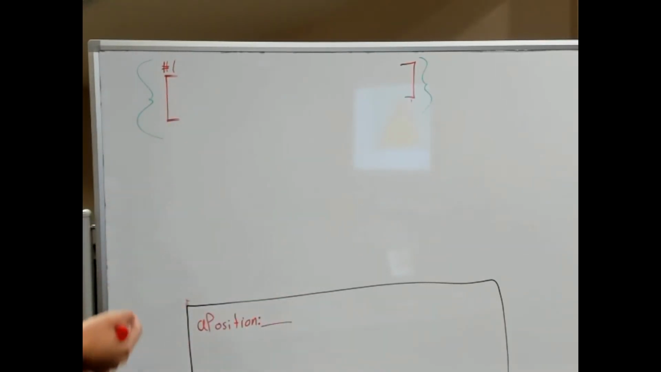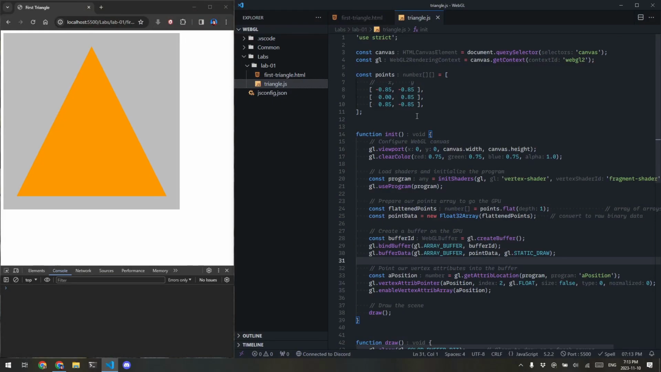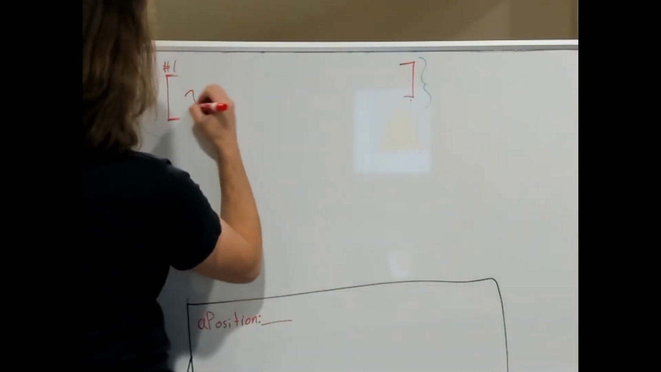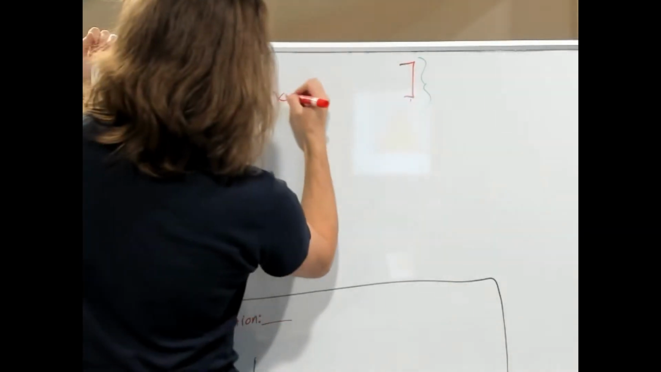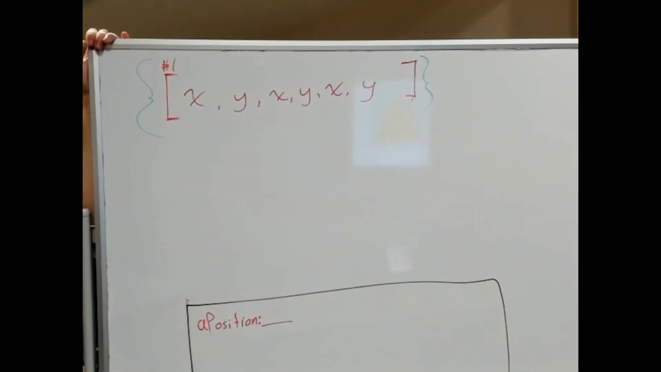So in our case, we passed in negative 0.5, and so on. We passed in that one, and then this one, and then this one. So we passed in 6 numbers, x, y, x, y, x, y. And in here now, what we end up with is x, y, x, y, x, y. And that's our buffer data. So that's the first 3 lines. We make a buffer, we bind a buffer, and then we set some buffer data.